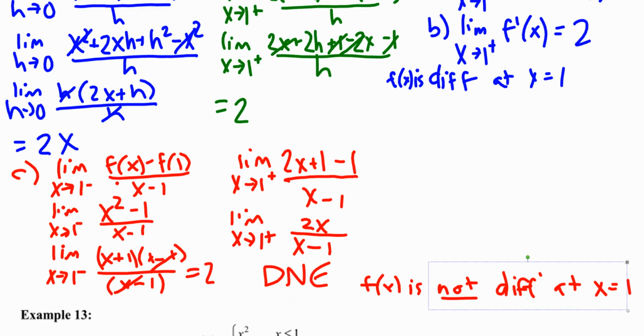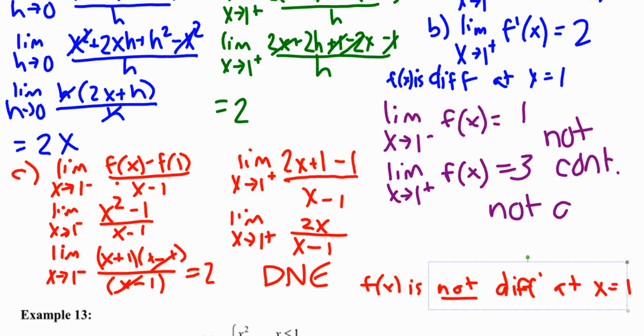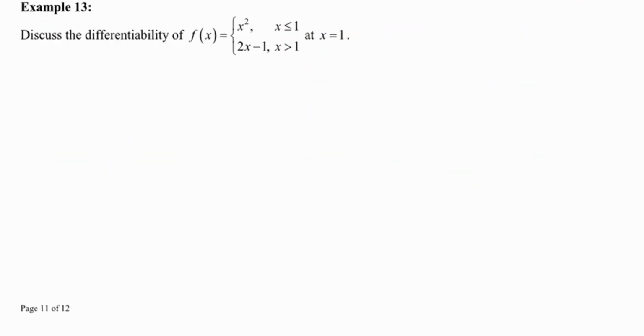So if we first look to see if it was continuous, what's the limit as x approaches 1 from the left? You plug in 1 into x squared, you get 1. What's the limit as x approaches 1 from the right? 2 plus 1 is 3. So therefore, it is not continuous. And then that would imply that it's not differentiable at x equals 1. So if you're using piecewise functions, it's really important to check continuity before you check differentiability. So let's not make that same mistake when we do example 13.